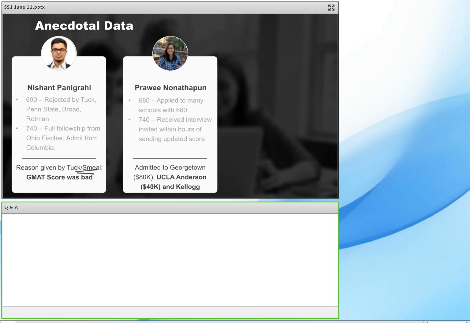So he improved his score to 740, applied with practically the same application, and he got a full ride from Ohio Fisher as well as an admit from Columbia and a bunch of other schools. Pravi was waitlisted by a bunch of schools with a 680, improved his score to 740, and received multiple admits. He actually received a total of about $200,000 worth of scholarships.